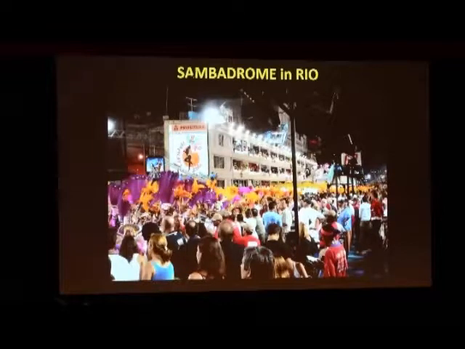It can hold 90,000 spectators. The parade route consists of about a half a mile stretch through these viewing areas, and that's a pavement area that has bleachers on both sides.